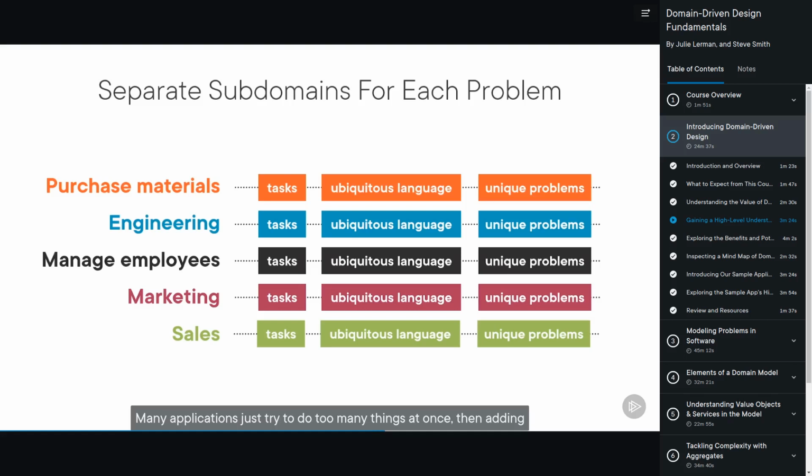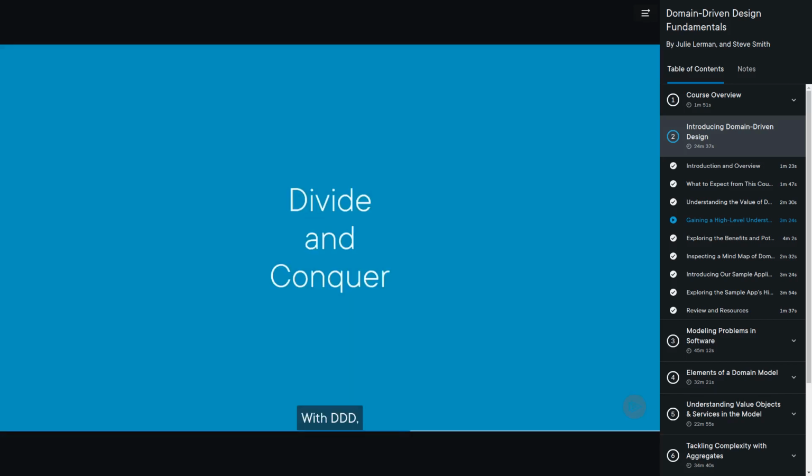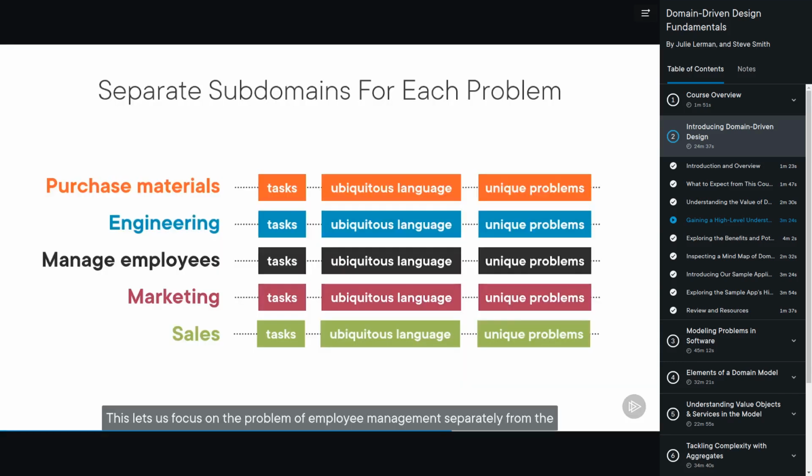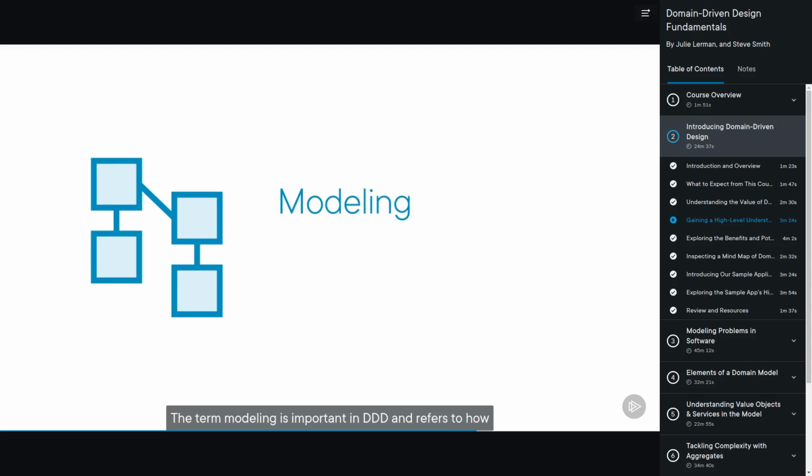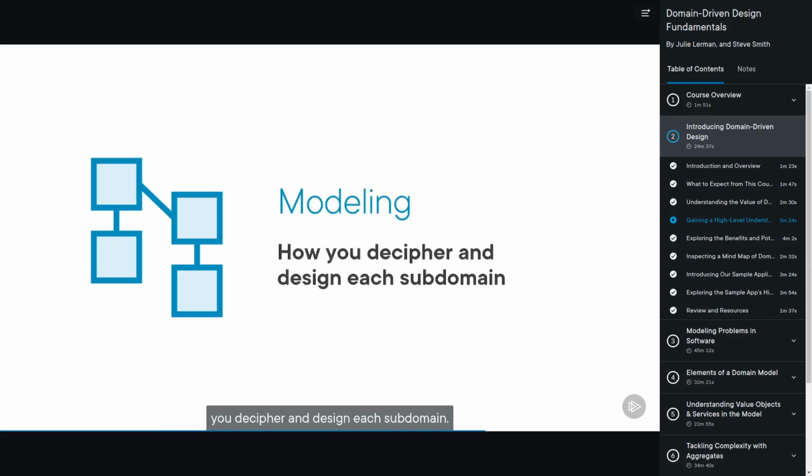Many applications just try to do too many things at once. Then adding additional behavior gets more and more difficult and expensive. With DDD, you'll divide and conquer. By separating the problem into separate subdomains, each problem can be tackled independently, making the problem much easier to solve. This lets us focus on the problem of employee management separately from the problem of sourcing materials for producing the spaceships. The term modeling is important in DDD and refers to how you decipher and design each subdomain. You'll learn much more about this as you progress through the course.